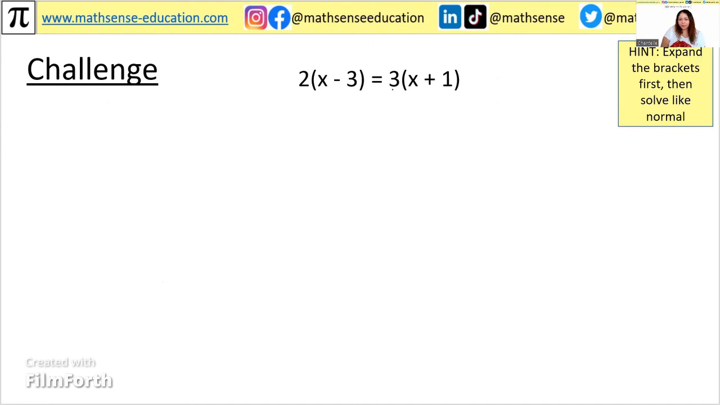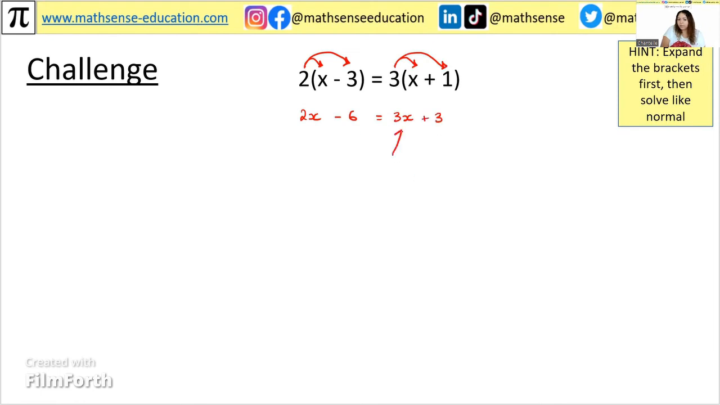Now this question levels up still. So far we've done one-step equations, two-step equations, we've done equations with unknowns on both sides, and now we have unknowns on both sides and expanding brackets, so pulling in from prior maths knowledge. First we need to expand the brackets. 2 times x is 2x, and 2 times minus 3 is minus 6, and that's equal to 3 times x, which is 3x, and 3 times 1, which is 3.